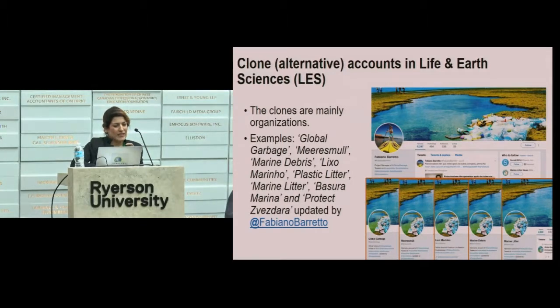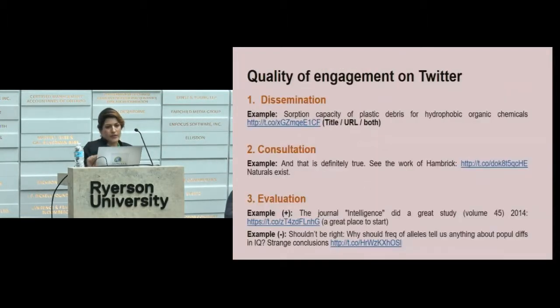One account is Global Garbage, which retweets very frequently every day, every 2 or 5 minutes, articles related to recycling, sustainability, and different environmental sciences. And the other accounts just retweet the Global Garbage tweets, because we see that it takes them about 2 days later to retweet them. And we found a lot of these in life and earth sciences. Okay, and this was the main reason for having a lot of bots in life and earth sciences.